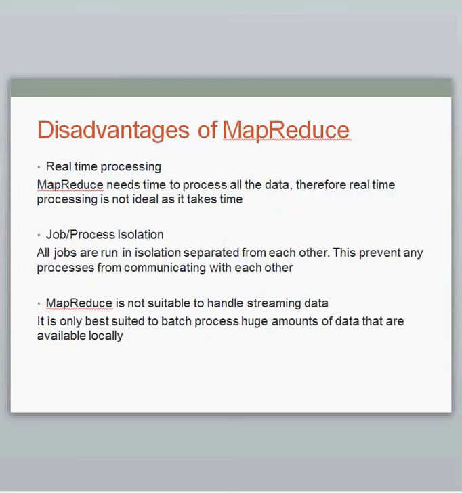The disadvantages of MapReduce. Real-time processing. MapReduce needs time to process all the data. Therefore, real-time processing is not ideal as it takes time. Process isolation. All jobs are run in isolation, separated from each other. This prevents any processes from communicating with each other. MapReduce is not suitable to handle streaming data. It is only best suited to batch process huge amounts of data that are available locally.